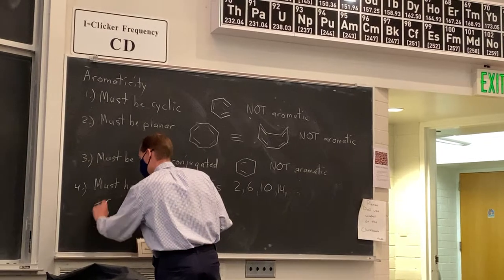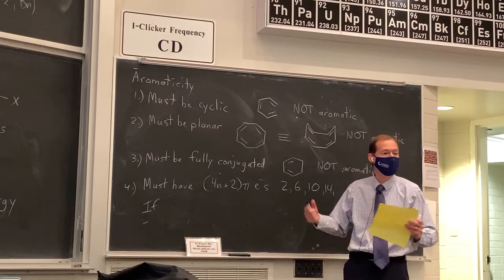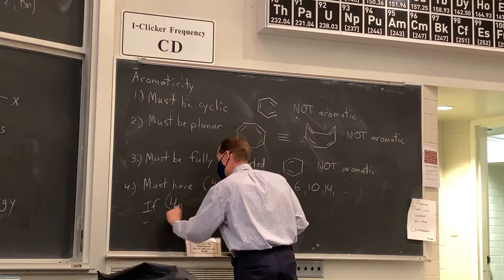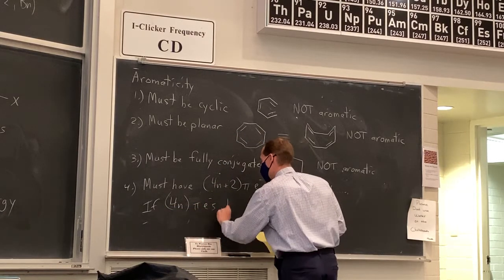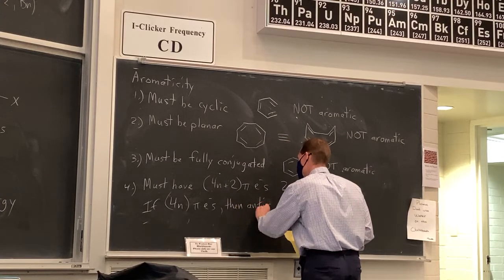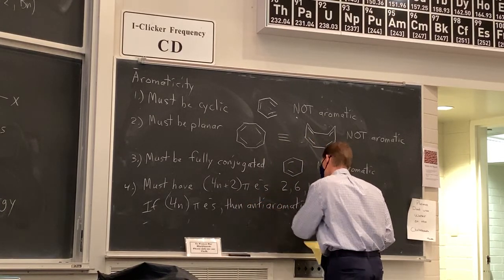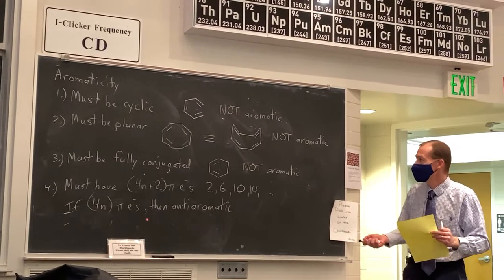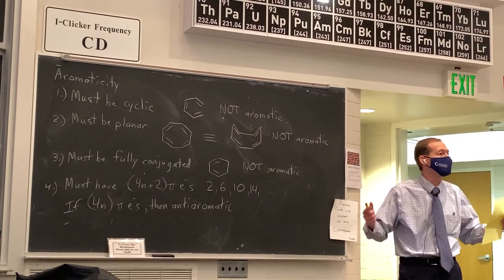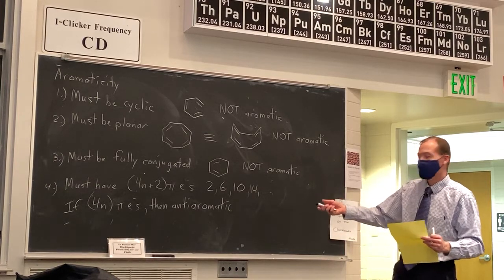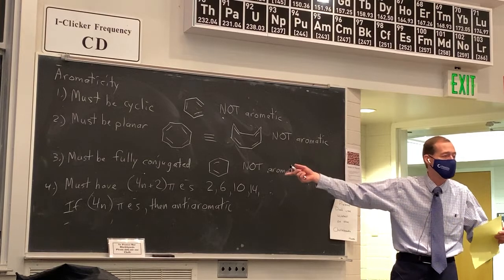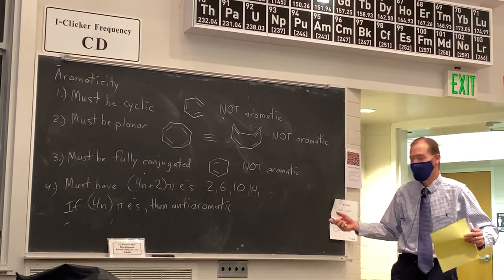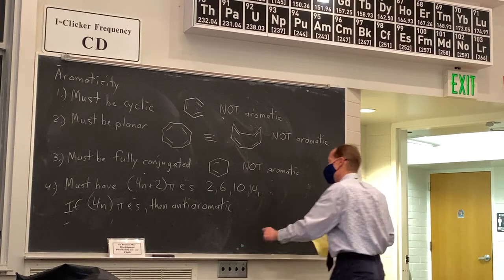There's a corollary to this rule. If a molecule fits the first 3 criteria and has 4n pi electrons, then it's going to be incredibly unstable. It's going to be anti-aromatic. So if you had 4, 8, 12, 16 pi electrons, and it was cyclic, planar, and fully conjugated, it would be anti-aromatic and incredibly unstable. But cyclooctatetraene is not anti-aromatic, it's non-aromatic. Why? Because it's not planar. If a molecule can avoid being planar, then it does, rather than being anti-aromatic, because that makes it incredibly unstable.